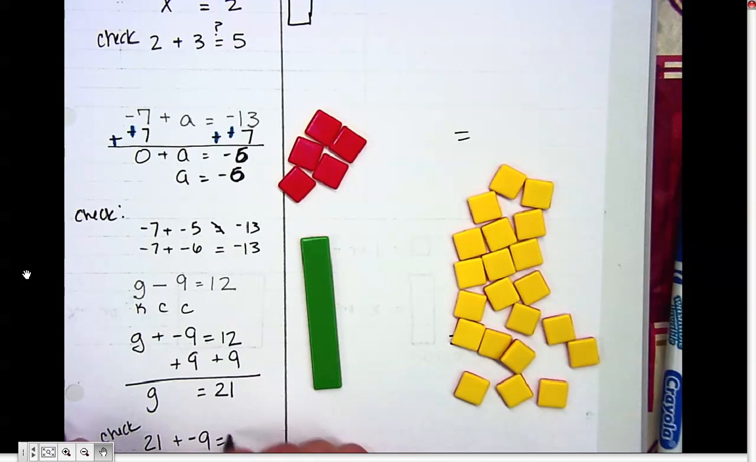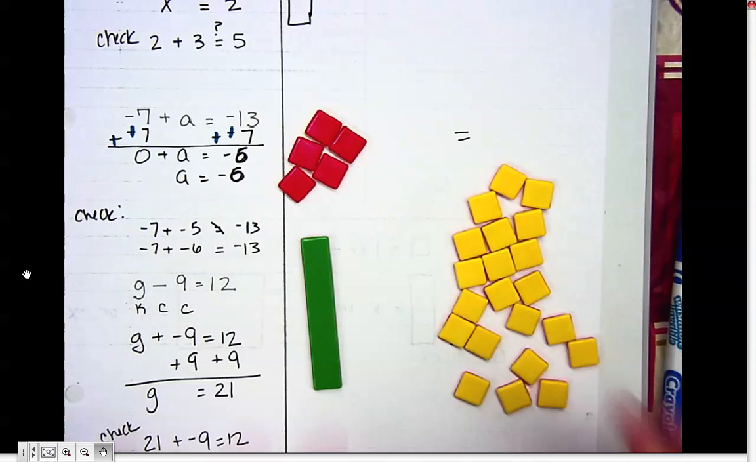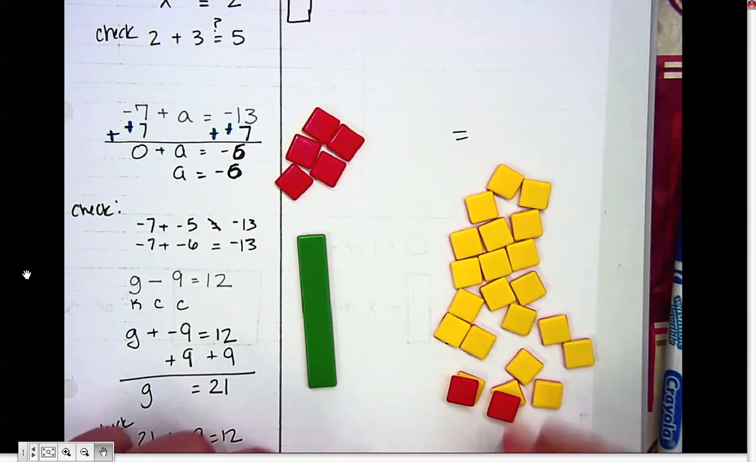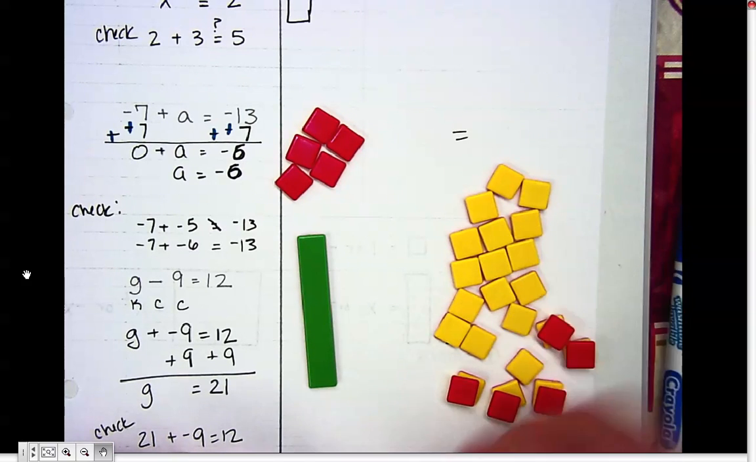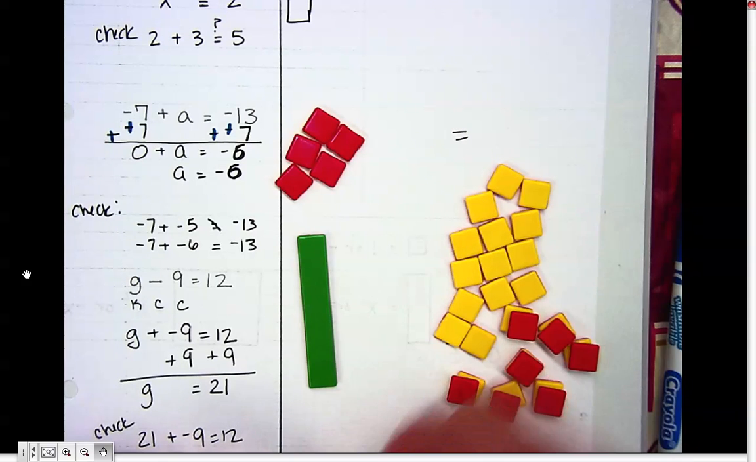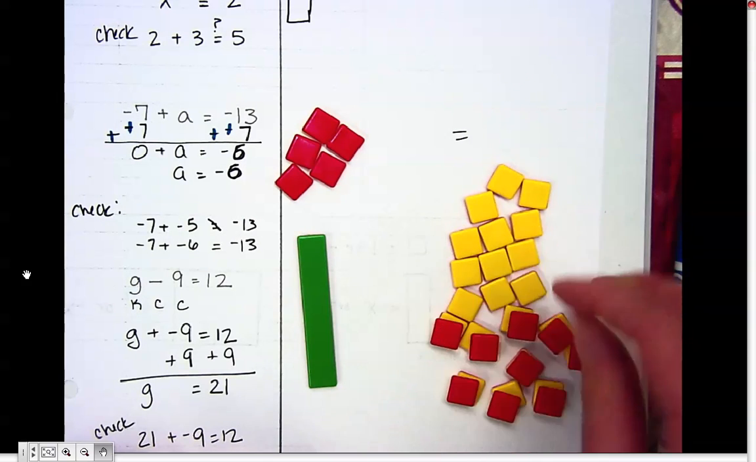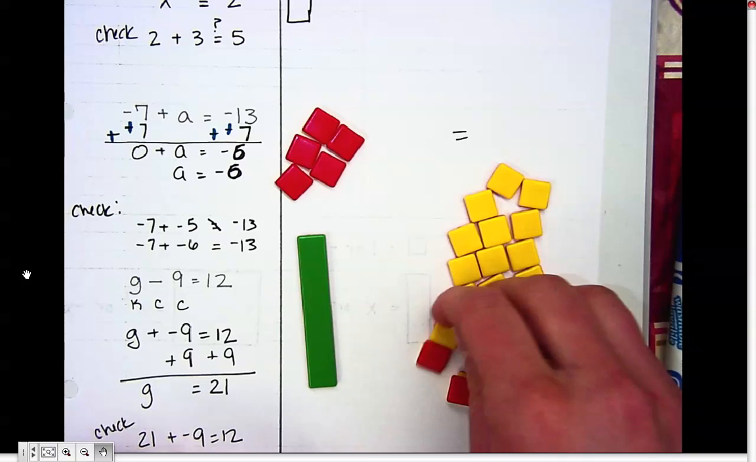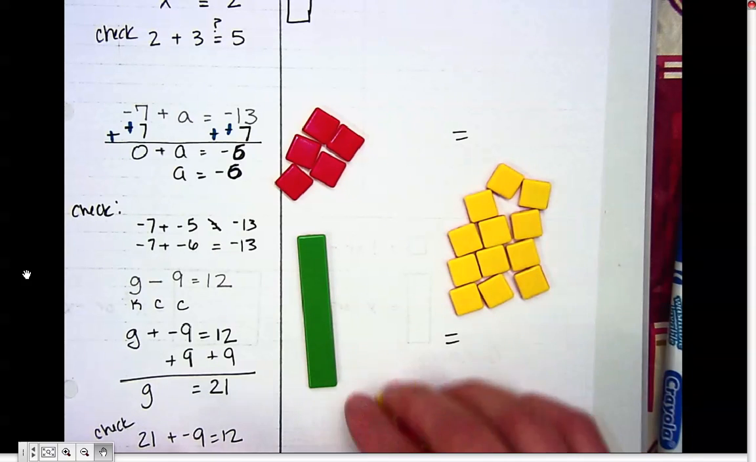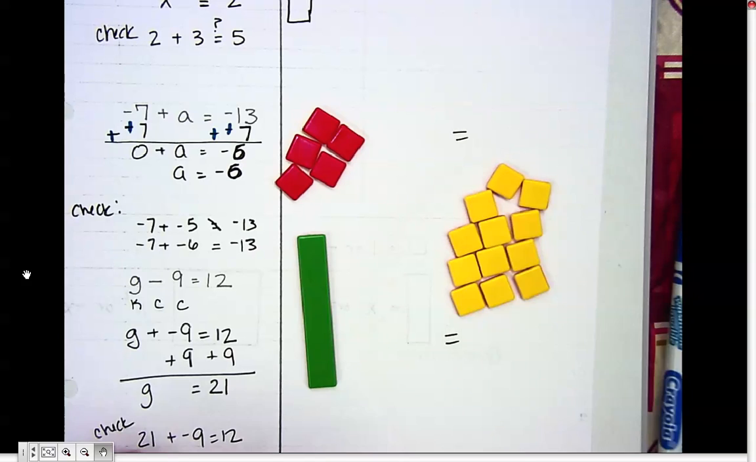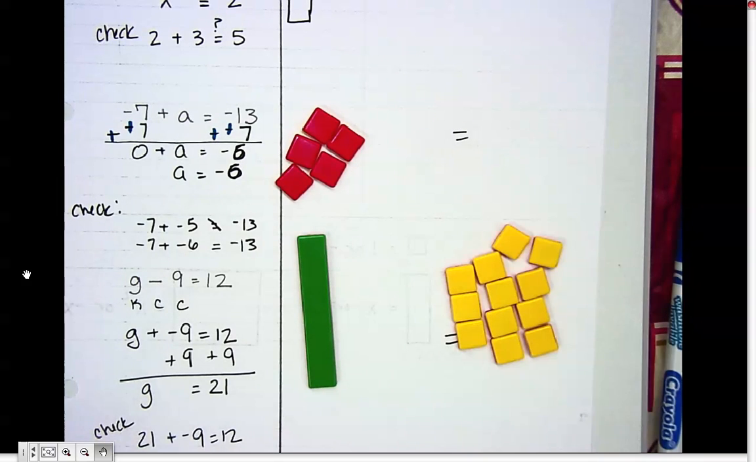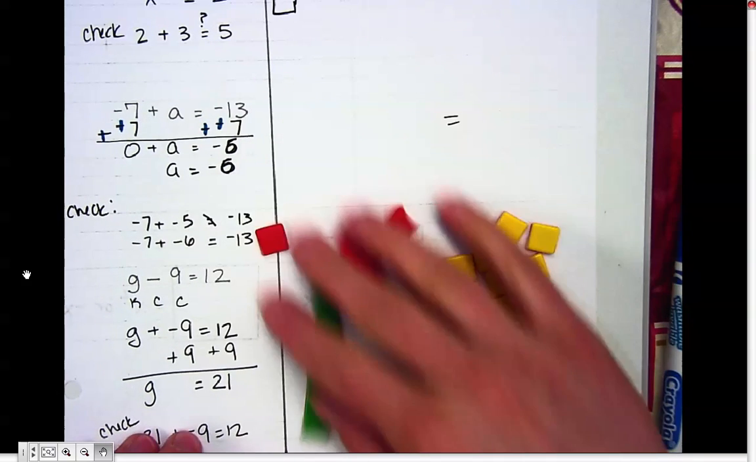to 12? All right, well, if I have 21 of something and I add 9 negatives, I'm going to add my 9 negatives to 9 of the positives because they're going to cancel out and make 0. Okay, so those are all, I'm adding them in. Those make 0, so I should have 12 left. 1, 2, 3, 4, 5, 6, 7, 8, 9, 10, 11, 12. I have 12 left. So G equals 21. Okay?